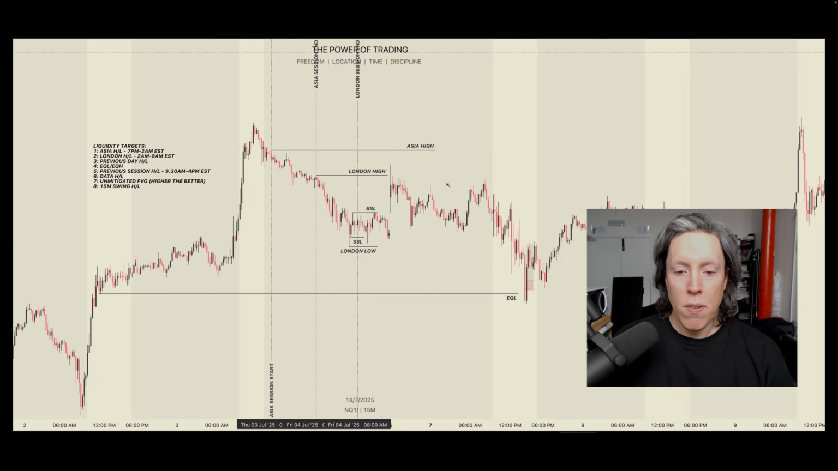So in a case of finding an entry with the indicator that's saying go long, with the context that London high was what was swept and Asia high was ignored, we wouldn't really want to look for long setups. We would want to wait for the indicator to call a short setup. So that's what I mean by needing to mark out levels and knowing how to read the market.